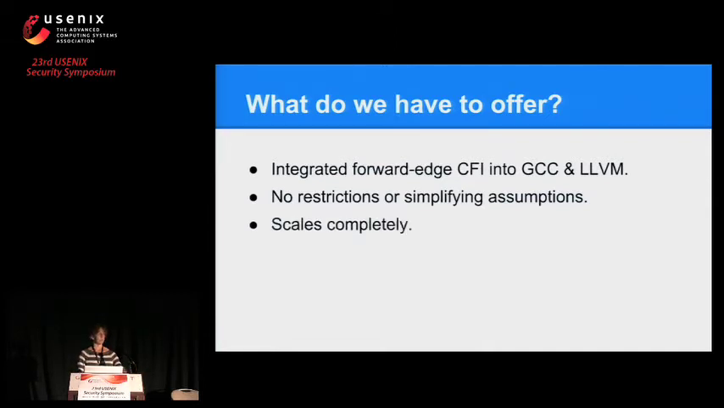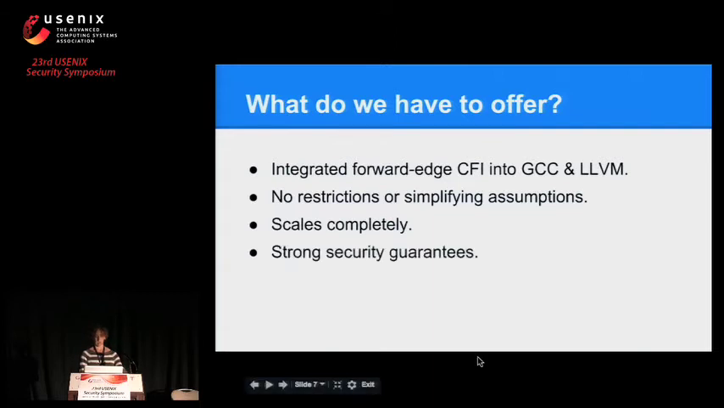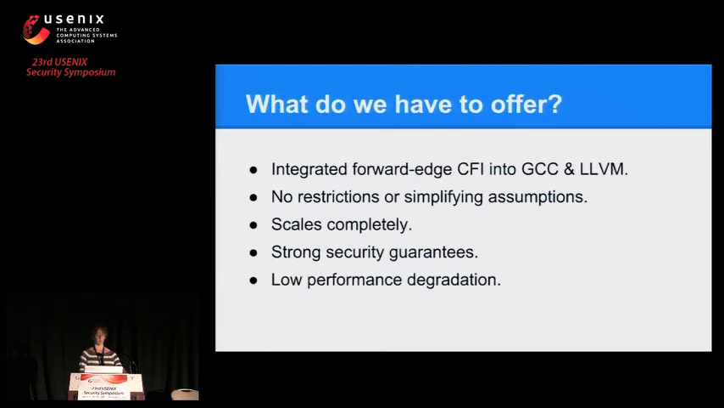These mechanisms scale completely. We've applied them both to the Chromium web browser, which comprises over 15 million lines of C++ code and over 50,000 source files, as well as many dynamically loaded libraries and third-party plugins, and we've been able to apply them with no particular difficulties to this very large system. Our mechanisms provide very strong security guarantees, and they come with very low performance degradations.